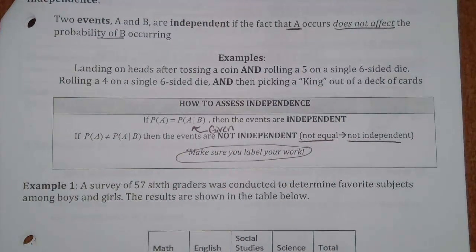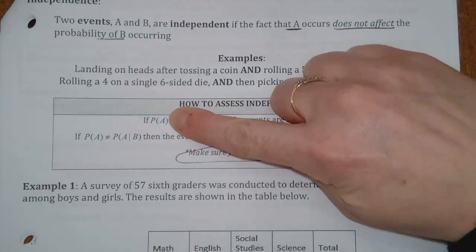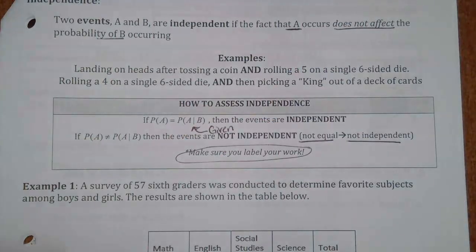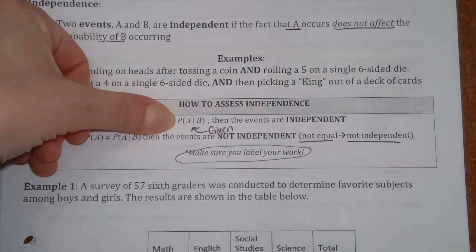Now, the big thing that I can stress here is that please, please, please, pretty please, label your work. Because if I just have random numbers scattered all over the page and I have no idea what probabilities you're setting up, it makes it very hard for me to give you any partial credit. So when I say label your work, I want you to literally say the probability of blah, blah, blah. Tell me that probability. The probability of event A given B. Give me that number. And then show me that they're equal or show me that they're not equal.